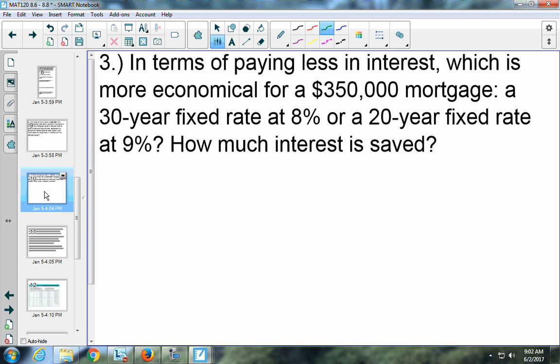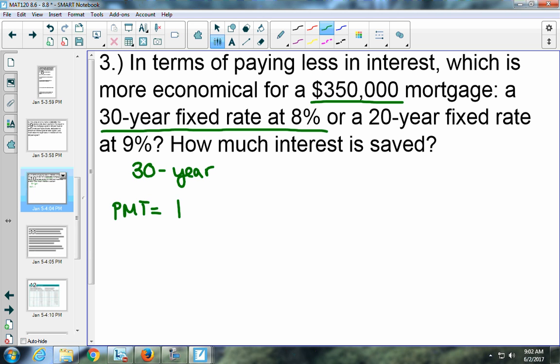In this case, we're looking at our $350,000 mortgage. And the first thing I'm going to focus on is this 30-year fixed rate at 8%. So I don't get them mixed up, I'm going to label my 30 years. I'm going to use that payment formula again. The principal times R over N, all divided by 1 minus 1 plus R over N raised to the power of negative NT.